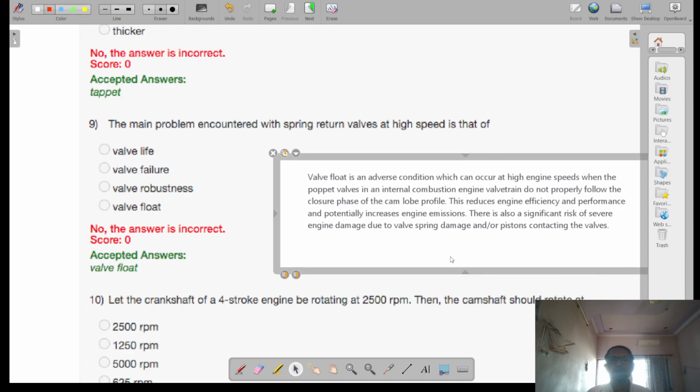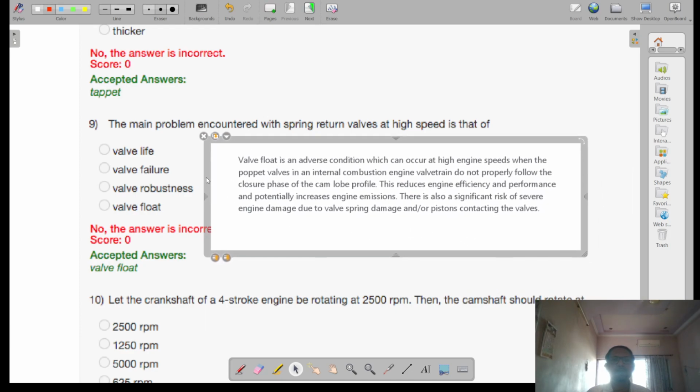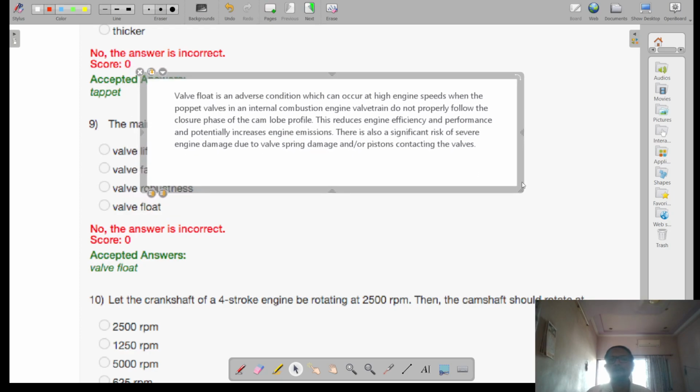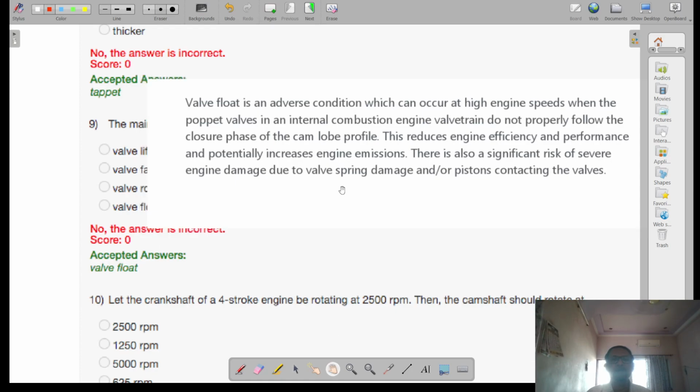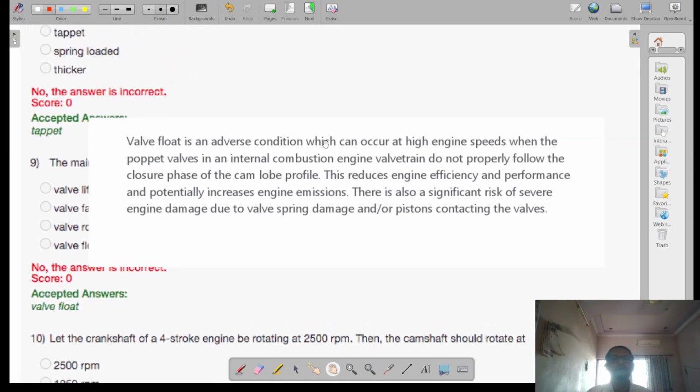I think you can see the things. अब अगर दिख रहा होगा इसको आपको, ये valve float phenomena. What is a valve float phenomenon? You can see over here. Valve float is an adverse condition in high speed engines. What is happening?